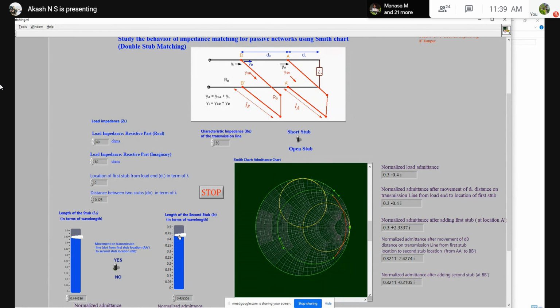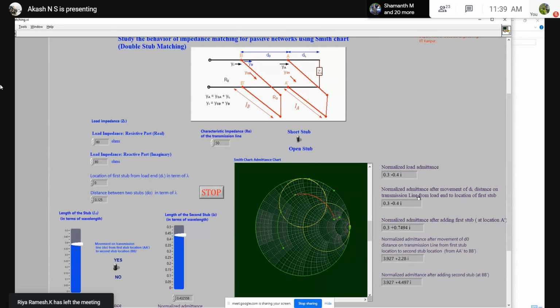As we can see, the wavelength is very high with respect to stub B, which is at a distance of D naught. We can observe the inductive impedance with respect to stub A. We are obtaining the capacitive reactance by making use of these two. We can obtain both inductive and capacitive impedance by varying the stub length of the different stubs.